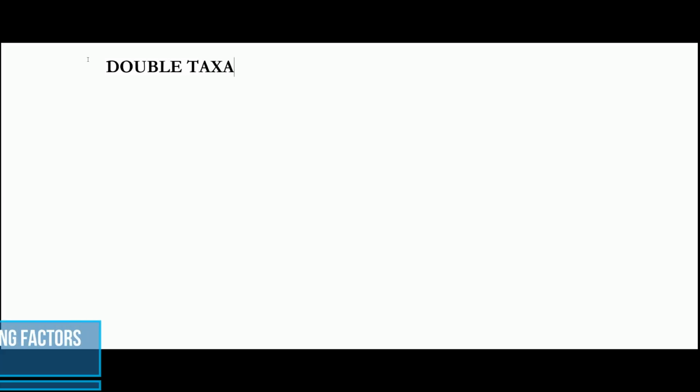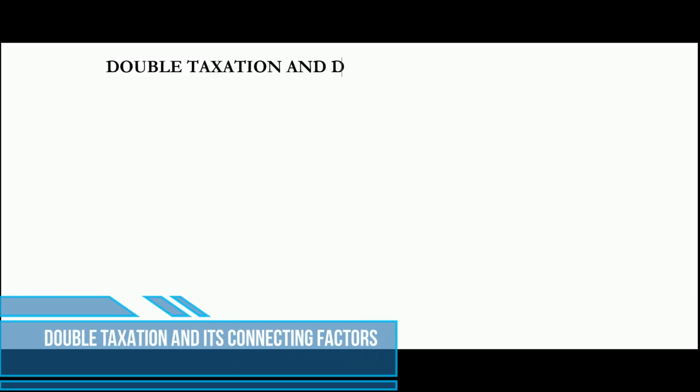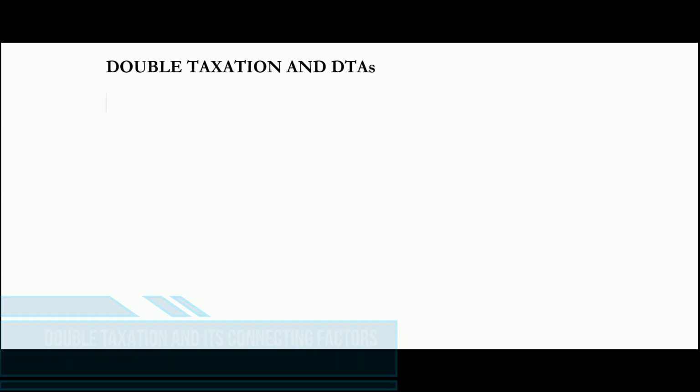So let's first start with double taxation and its connecting factors. This is like the basics or the background of international tax. There are some things that we need to know. I'll break them into big headings. Where you see I use numbering, it means it's a major heading. So the first thing you need to know about is double taxation and its connecting factors.